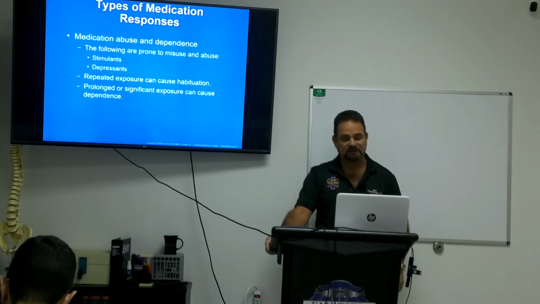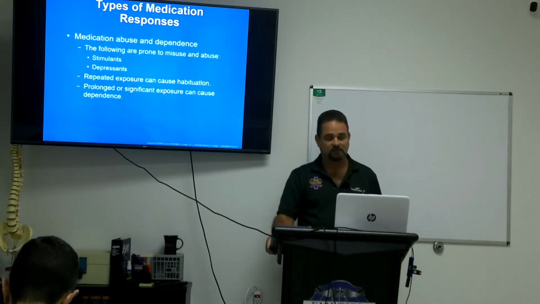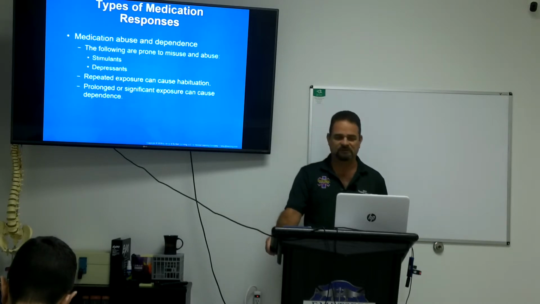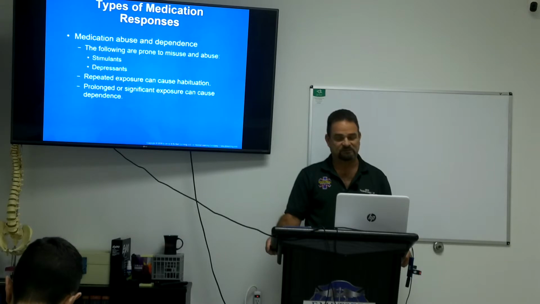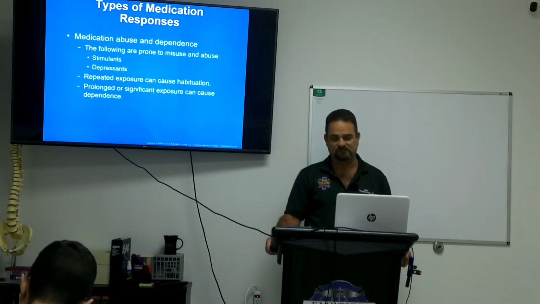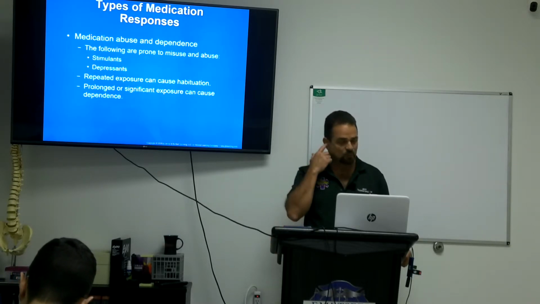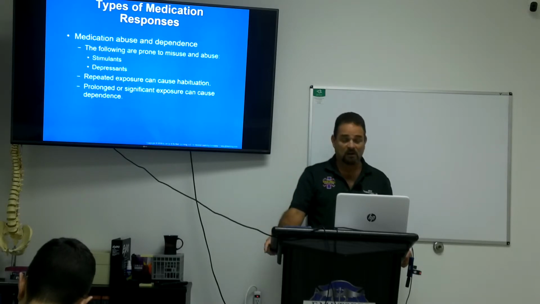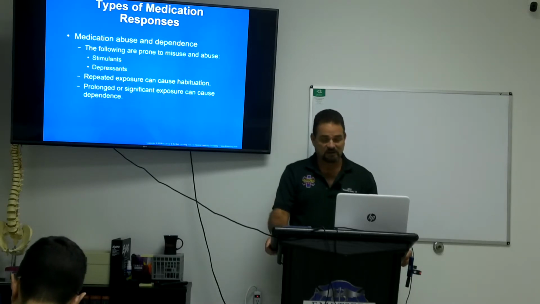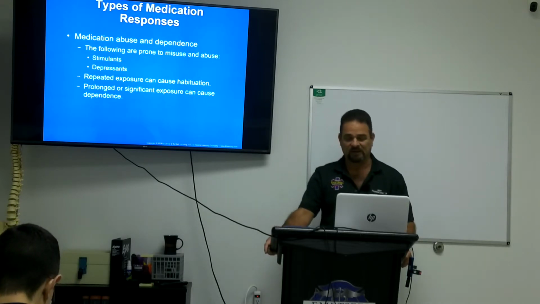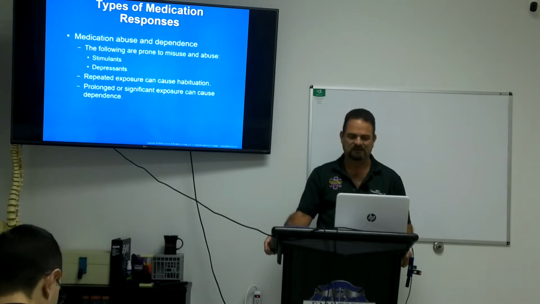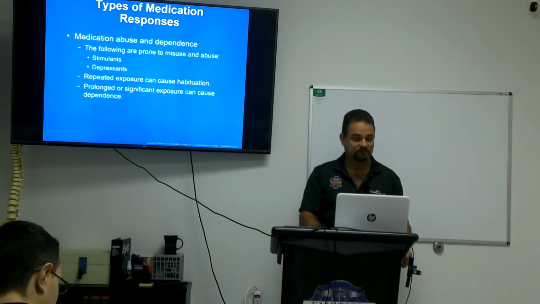Medication abuse and dependence is another problem. We have two distinct groups of medications and chemicals that are prone to misuse and abuse: stimulants and depressants. Repeated exposure can cause what we call habituation. The normal tolerance to adverse or therapeutic effects associated with the substance is replaced by an abnormal tolerance. Prolonged or significant exposure to these kinds of medications can cause a degree of dependence, whether physical, emotional, or behavioral, a need for substances to maintain a level of normal function.